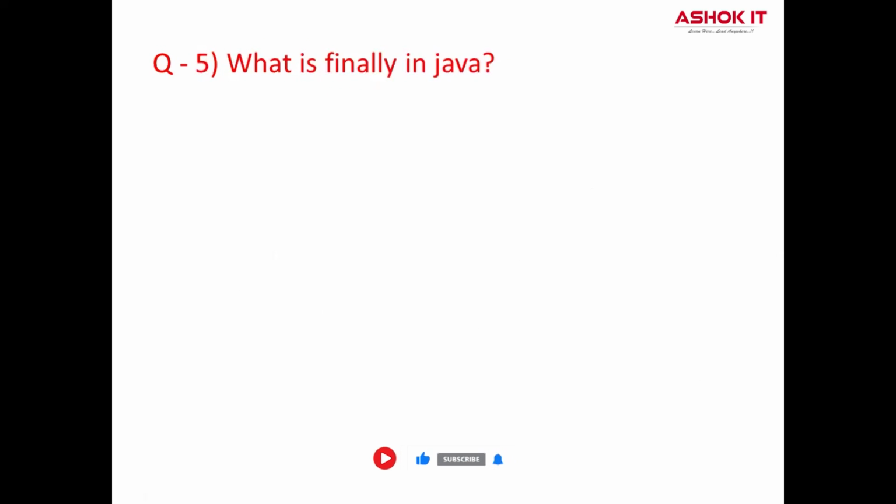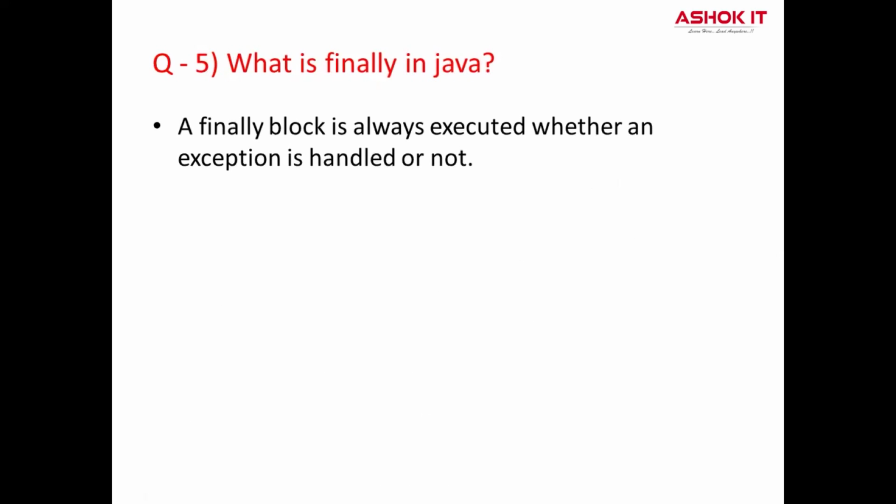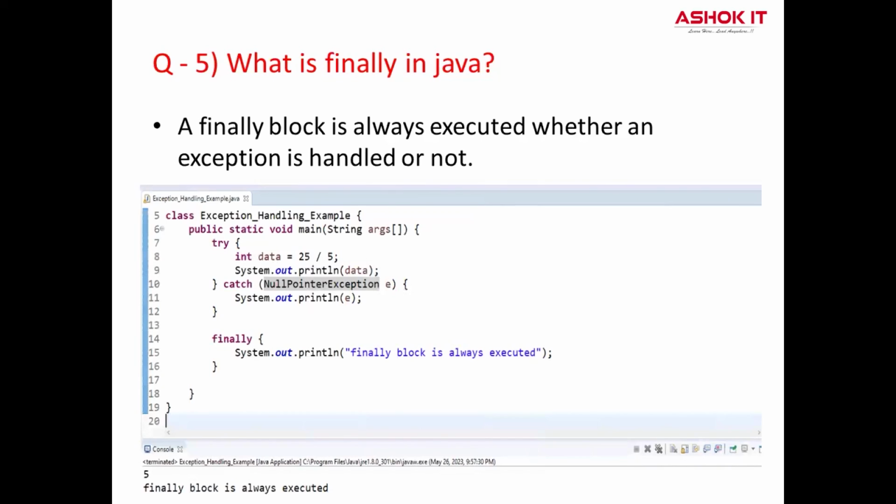Question number 5. What is finally in Java? A finally block is always executed whether an exception is handled or not. The finally block always executes when the try block exits. This ensures that finally is executed even if an unexpected exception occurs.